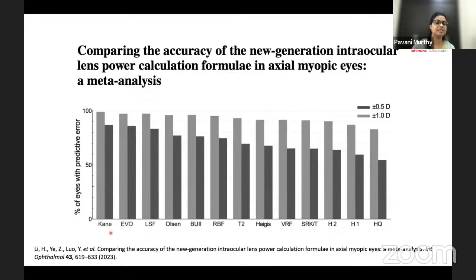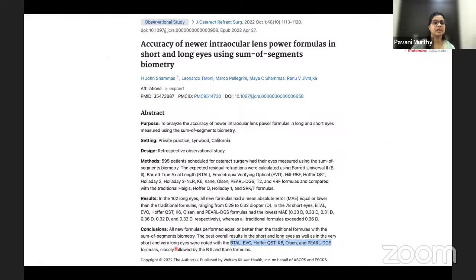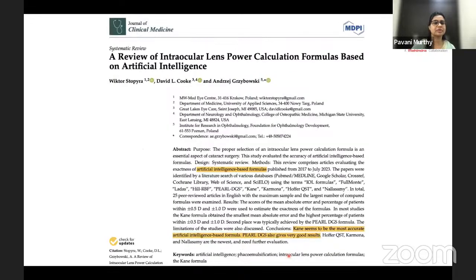Meta-analysis has shown that newer generation formulas like the Kane, Barrett, Olsen have very good accuracy in high axial myopic eyes. Similarly, for short and long axial lengths, Barrett True Axial Length, EVO, Pearl DGS, all these are found to be pretty much accurate.